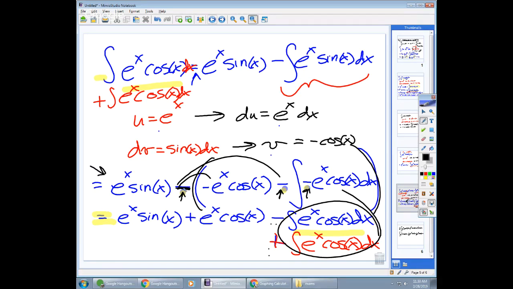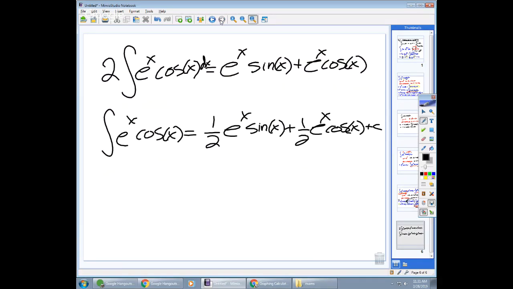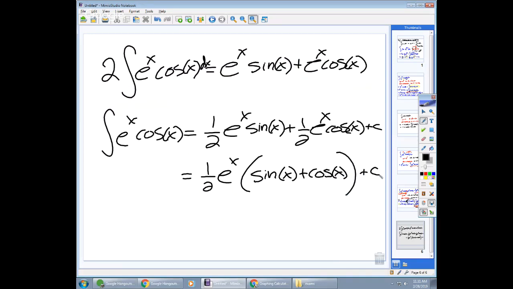Okay, can you go back to the other page? And that's your answer? That's the answer right there. I could clean it up a little bit by factoring out the 1/2 e to the x. So that would be an alternative way to write it. The 1/2 part? Yeah, that happens a lot.